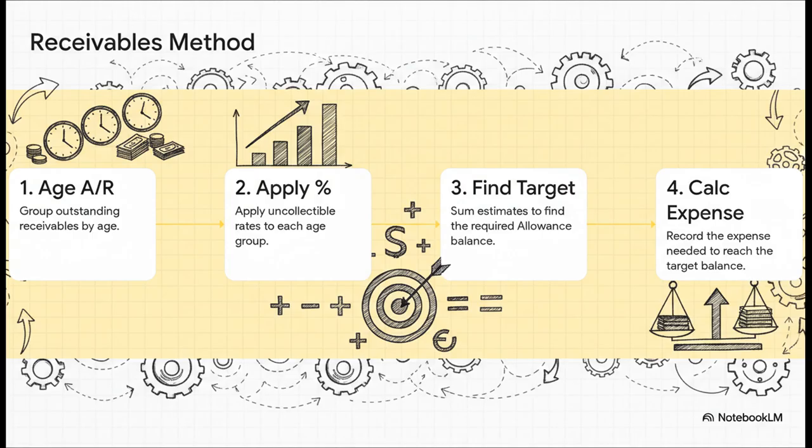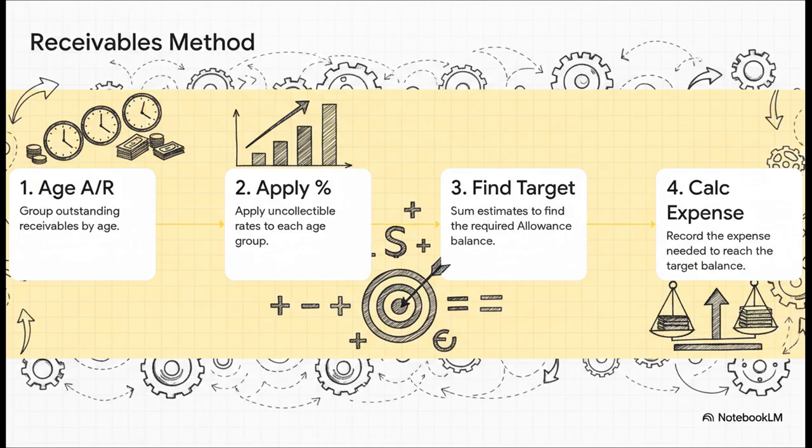It acknowledges a simple truth of business. The older a receivable gets, the less likely you are to ever collect it. So we start by creating an aging schedule, where we group our receivables into time buckets, like 0 to 30 days old, 31 to 60 days old, and so on. Then we apply different increasing uncollectible percentages to each of those age buckets. We add up all of the estimated uncollectible amounts.